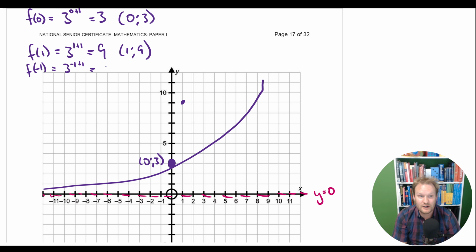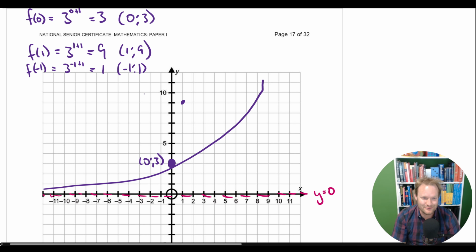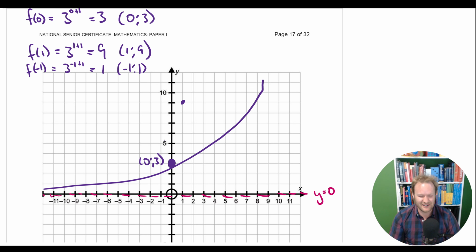And of course, anything to the power of 0 is 1. So negative 1, 0. What am I saying here? Negative 1, 0. Anything to the power of 0 is 1. That's fine. I'll leave in these, right? Because these are the things that we're like, wait, what?